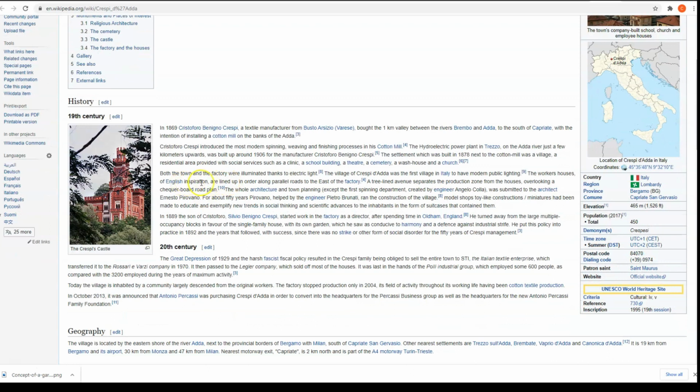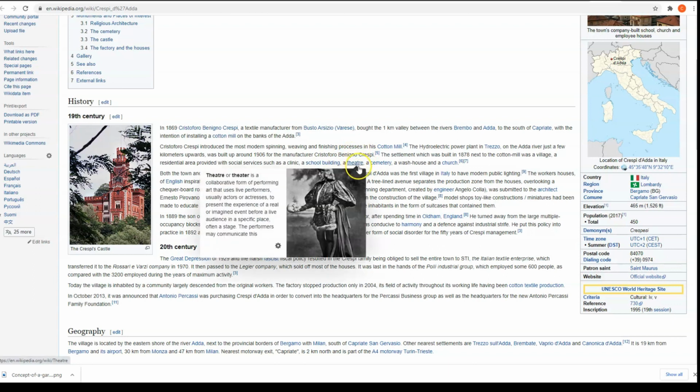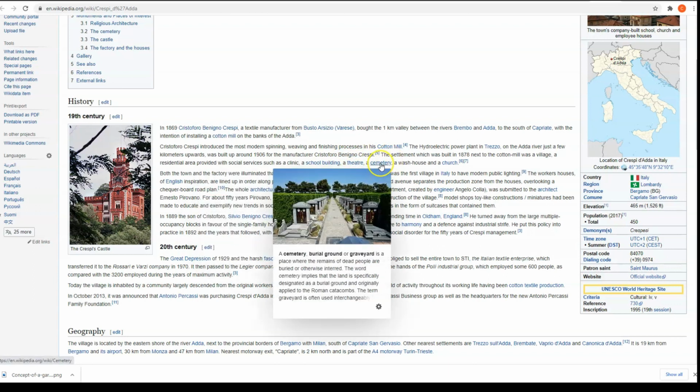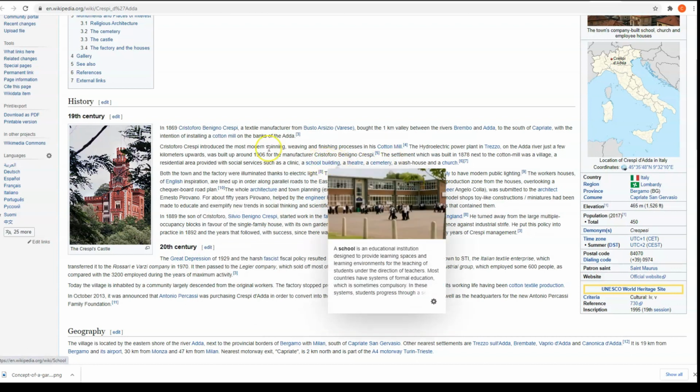Okay, so both the town and the factory were illuminated, thanks to electrical light. The hydroelectric power plant, blah, blah, blah. The settlement, which was built in 1878 next to the cotton mill, was a village and residential area provided with social services such as a clinic, a school building, a theatre and a cemetery. So there you go. They'll educate you, they'll indoctrinate you through school, then they will keep that going when you're an adult and working through the theatre, and then they'll bury you. Because in the end, to them, you're always dead, right?